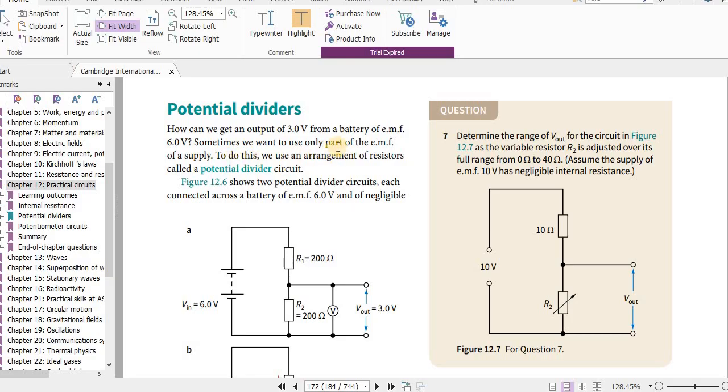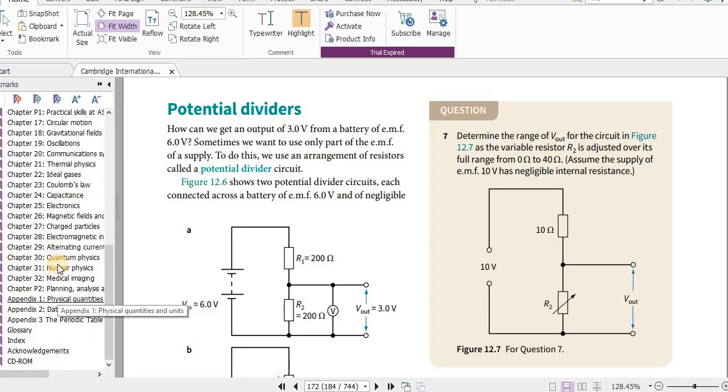How can we get an output of 3 volts from a battery of EMF 6.0 volts? Sometimes we want to use only part of the EMF of a supply. To do this, we use an arrangement of resistors called a potential divider. Now you see this word is in green bold letters, which means it's important. You should know the meaning. If you go to the glossary of the book, the meanings of these types of words are given there.